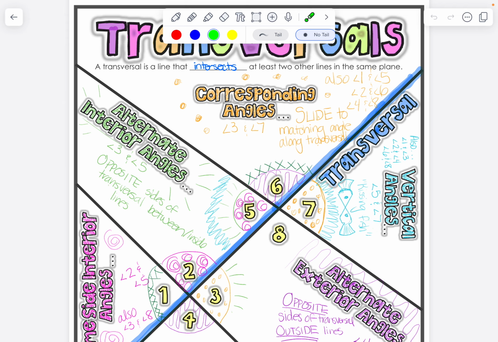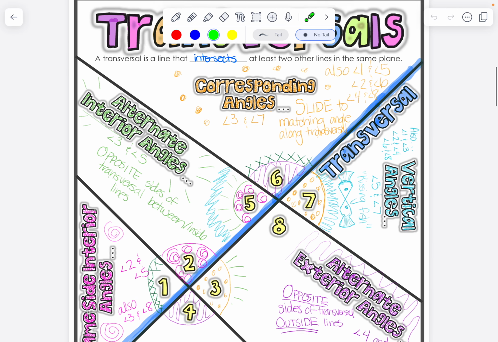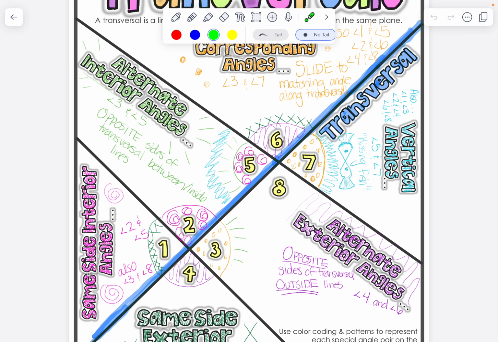Alternate interior angles. Interior means inside the lines, and alternate means opposite sides of the transversal. So our alternate interior angles here would be angle 5 and angle 3. And then we have another set: angle 2 and angle 8 would be alternate interior angles.